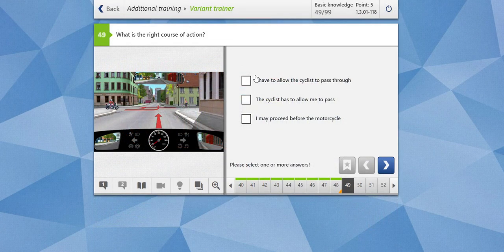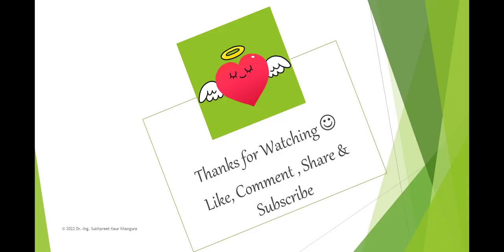I have to allow the cyclist to pass through? Yes, because the cyclist is on your right. The cyclist has to allow me to pass? No. I may proceed before the motorcycle? Yes, because you are on the right of the motorcycle. Our answer is correct.